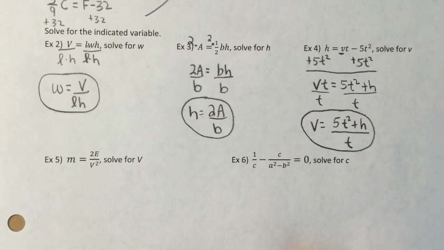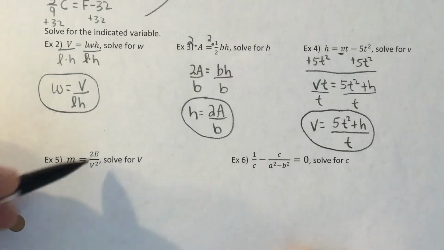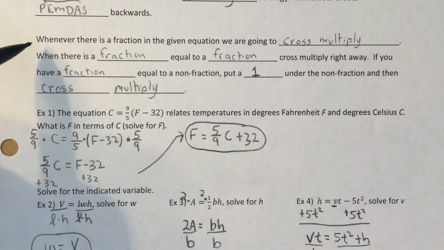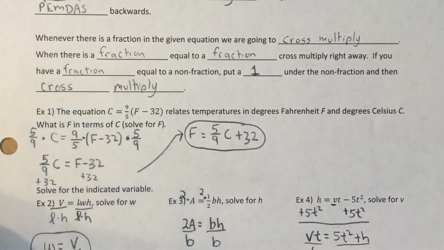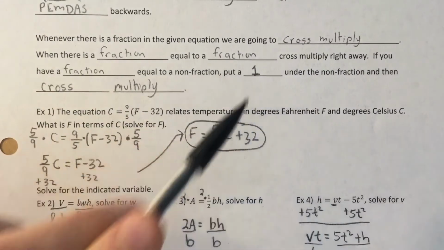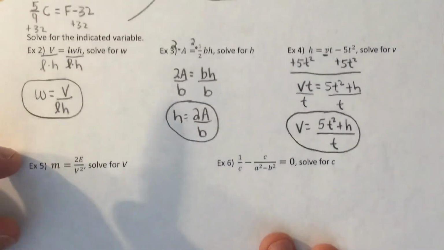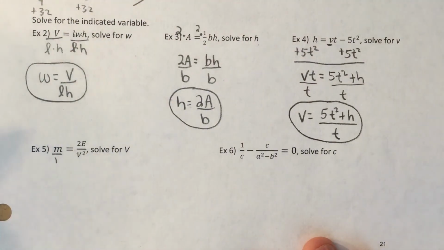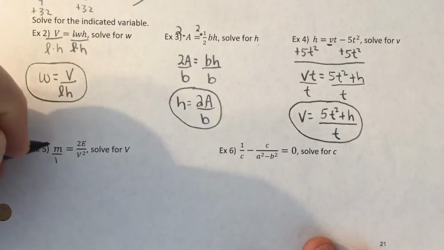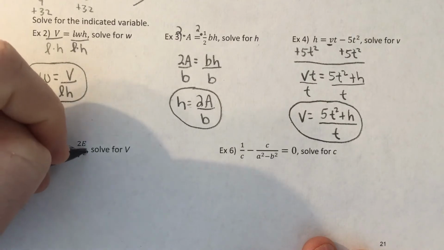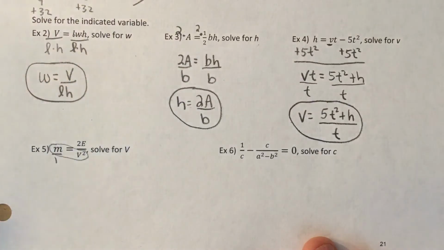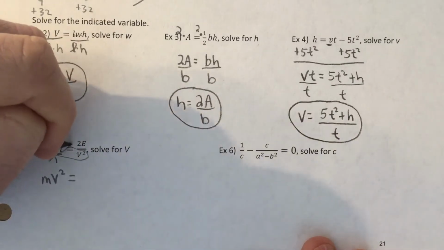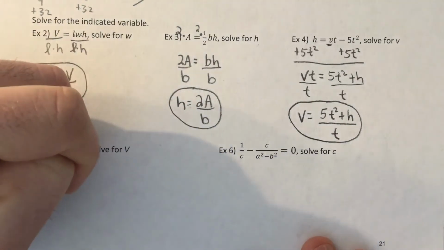All right, for this one, I now have a fraction. We go back up here, and it says whenever we have a fraction, we're going to cross multiply. So here we have a non-fraction on the left-hand side and a fraction on the right, so this is where we're going to put a 1 underneath the non-fraction. So I'm going to put a 1 underneath here, and cross multiply then. Remember, when you cross multiply, you multiply diagonally. So I'd have mv squared. You put your equal sign and then multiply diagonally the opposite way, 2e.